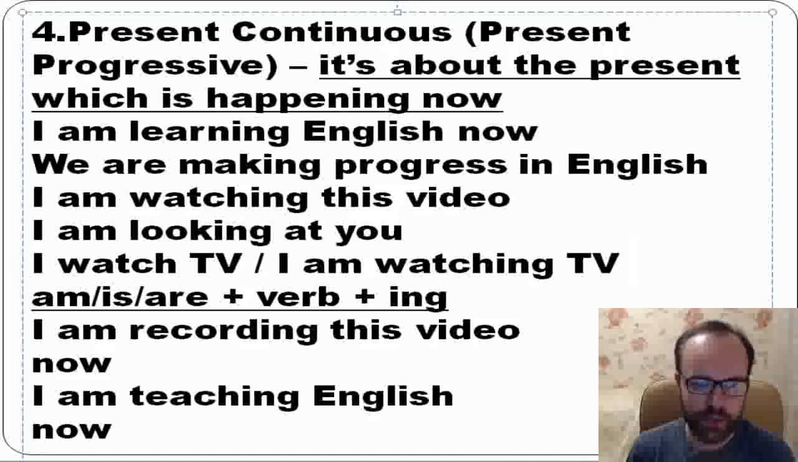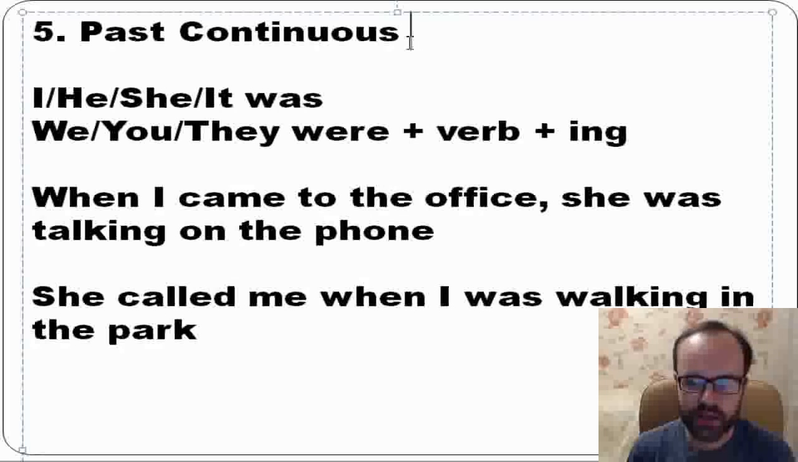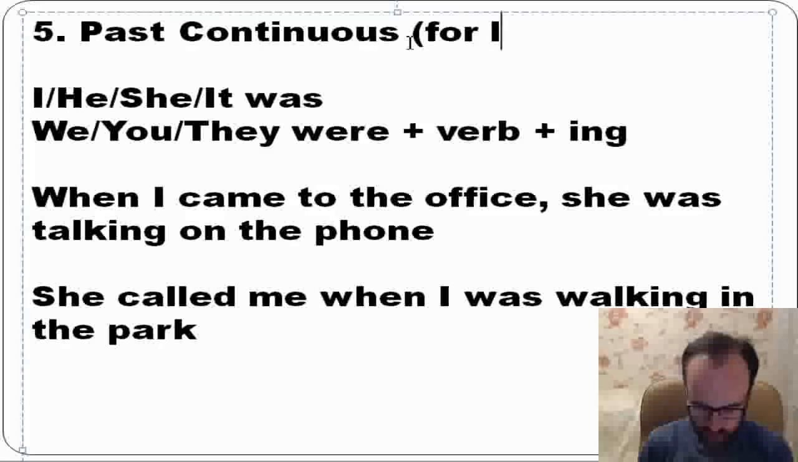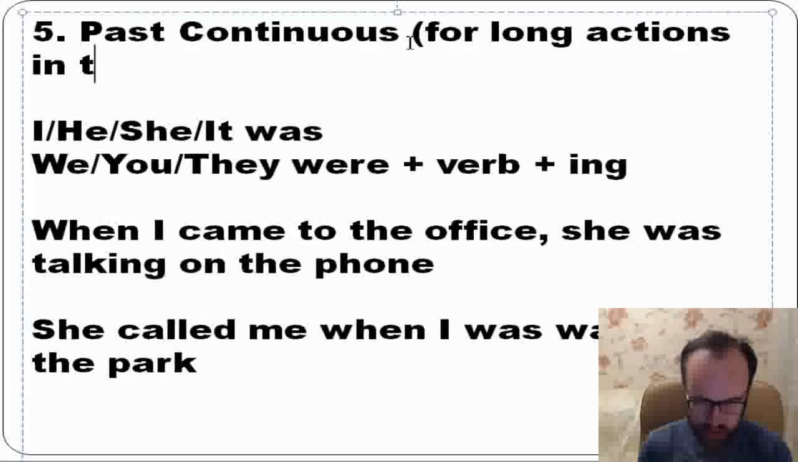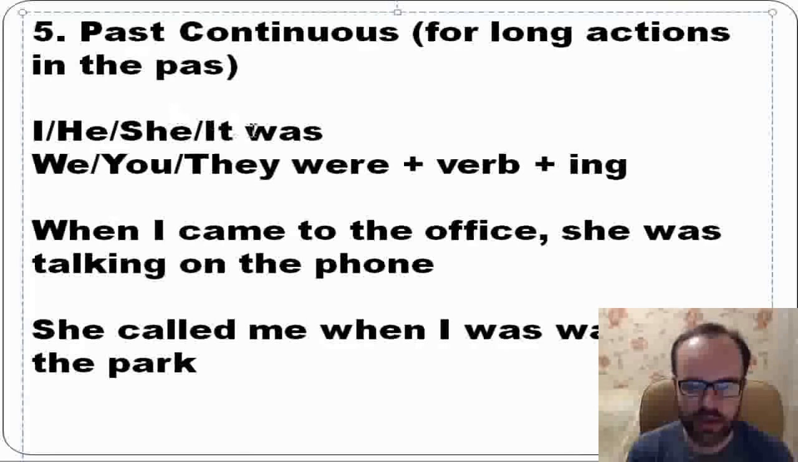Well, so next. Past continuous, it's for long actions in the past. Yeah, and how do we form this tense? So, was, were plus verb plus ing. I, he, she, it was plus verb plus ing. We, you, they were plus verb plus ing.